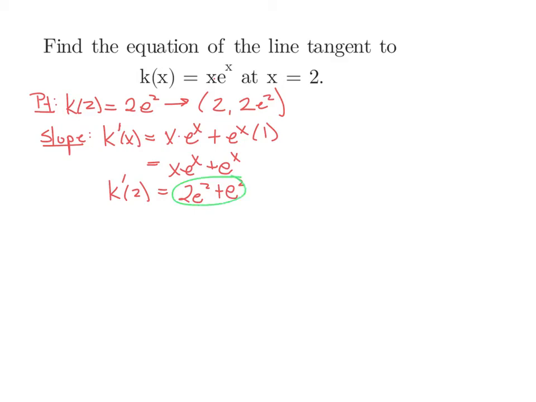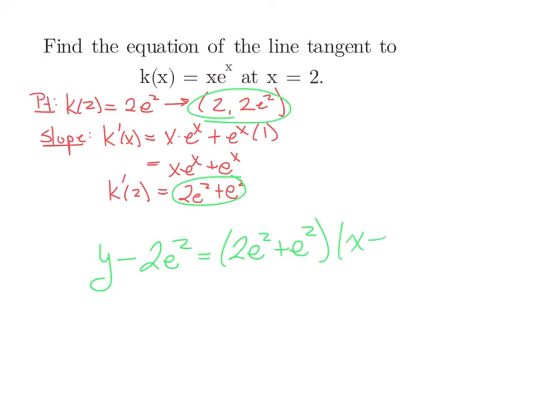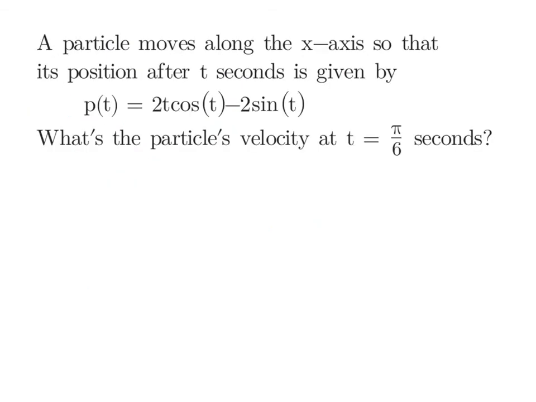All right, now we have everything we need. Here's our slope, here's our point, so we can write it in point-slope form. y minus the y-coordinate is equal to slope times x minus the x-coordinate. And there's our tangent line.